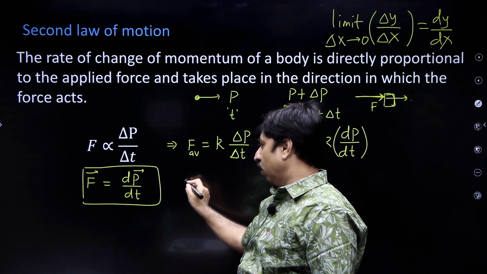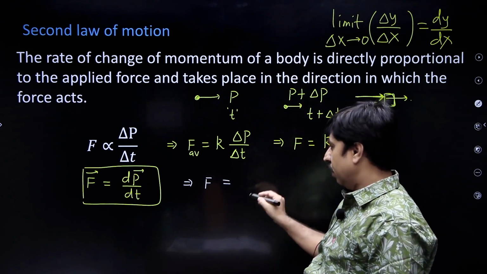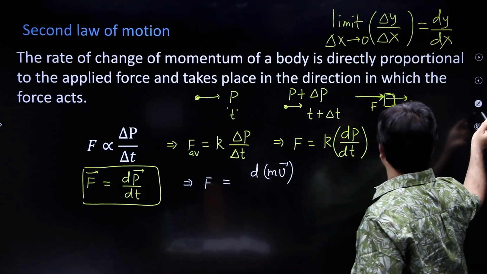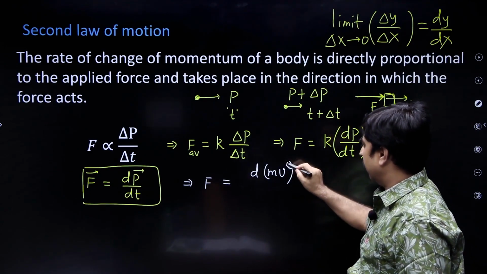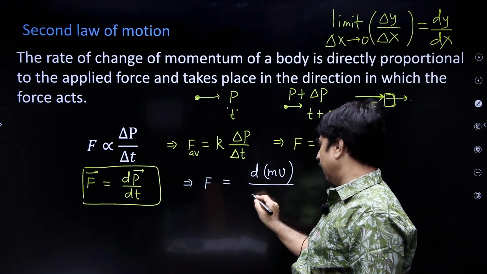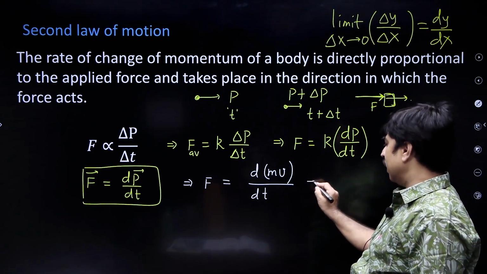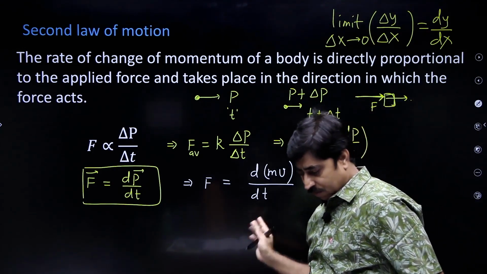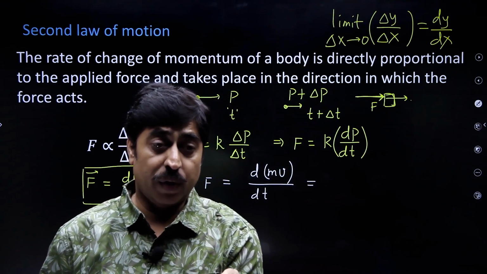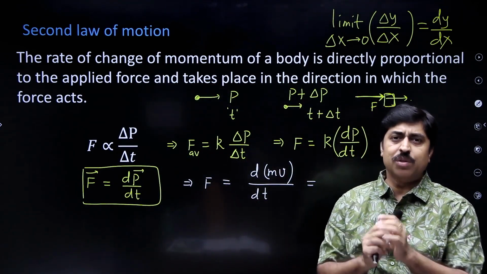Now, please take a note that if a body of mass m is moving with velocity v, then momentum can be written as m into v. And if we assume that the mass of the body is constant, what I am going to do now is not valid for a system like a rocket. It is valid for a moving object, the mass of which is not changing with time.